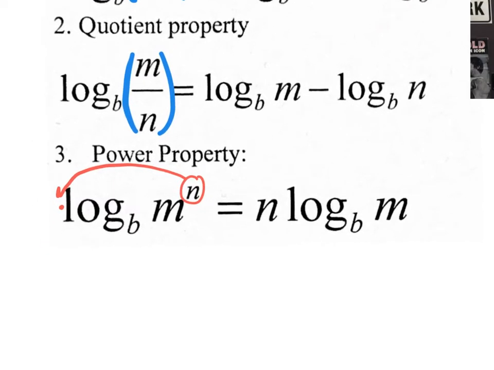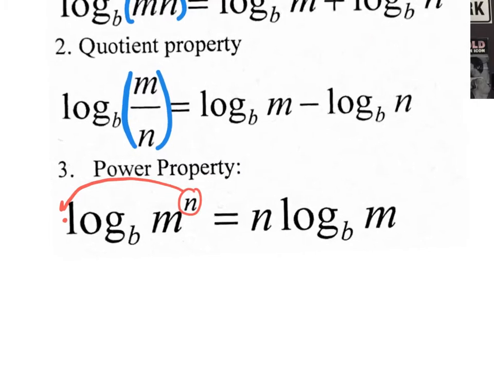Power property, power is an exponent. Whenever you have log base anything of something to any power, you could bring that power down and put it as multiplication. So if you have a power of 5 out here, you could put a times 5. Power of 2, you could put a times 2. And that's called expanding with the power property. So we need to have these three properties memorized. There's no way around it. We have to have them memorized.